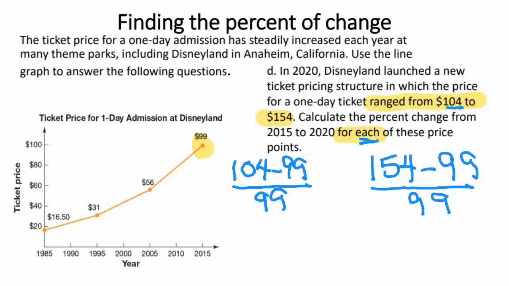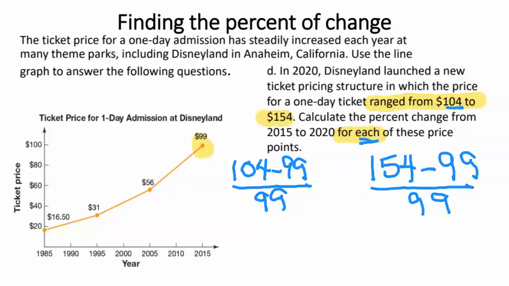Now, they're not telling us why they structured the prices differently. It could be that you pay $154 if you come in at 8 o'clock in the morning, and if you come in at 6 o'clock at night, you pay $104. We don't know, but we're told we now have a range.